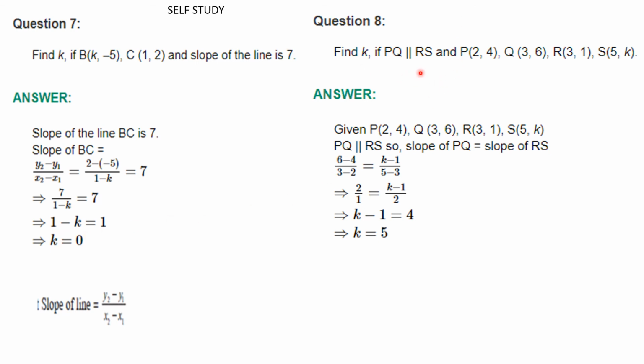Find k if PQ is parallel to RS. Coordinates of P, Q, R and S are given. So if line PQ is parallel to RS, then their slopes are equal. Find out slope of line PQ and find out slope of line RS. Equate them and find out the value of k.